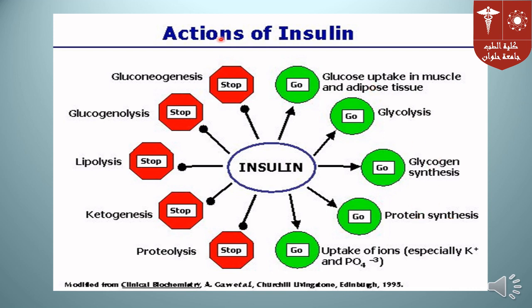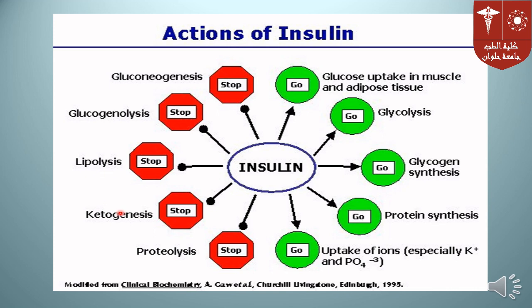While when we look at the stop signs, this means that all these pathways are inhibited by insulin. Insulin inhibits gluconeogenesis, it inhibits glycogenolysis, because both pathways raise the blood sugar and insulin is hypoglycemic. So these pathways are inhibited by insulin. Lipolysis is inhibited by insulin. Lipolysis means breakdown of fat. No breakdown of fat in presence of insulin. Insulin stimulates synthesis of fat, not the breakdown.